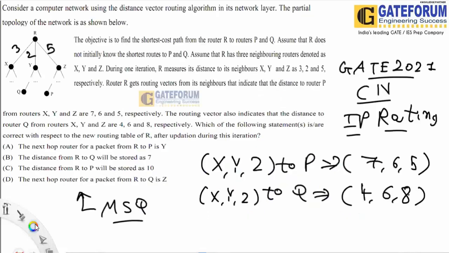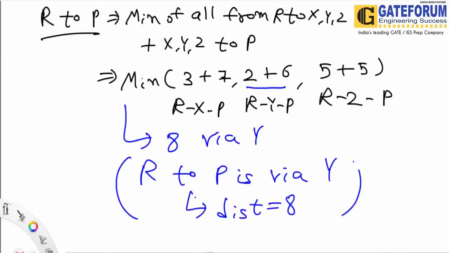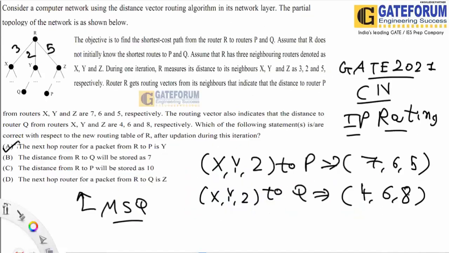Let's try to evaluate the options here. The next hop router from R to P is Y. Yes, that is correct, because the next hop router from R to P is via Y only. Then we have: the distance from R to P will be stored as 10. No, this distance is basically 8, so this is not correct.